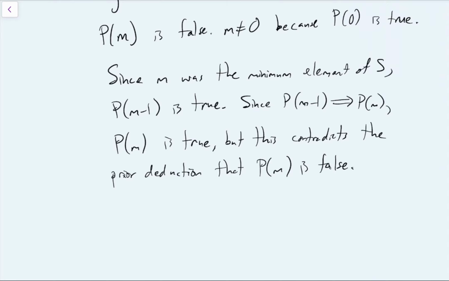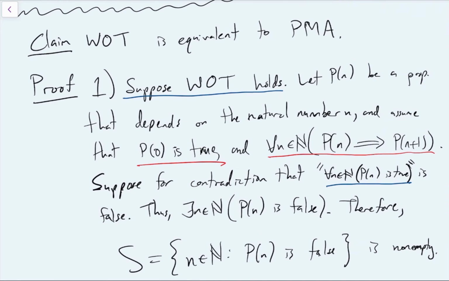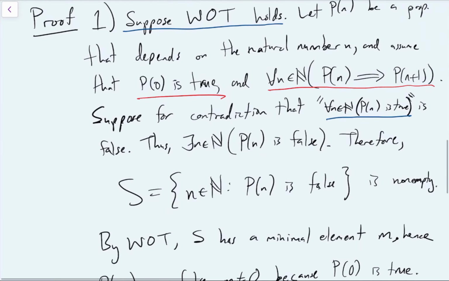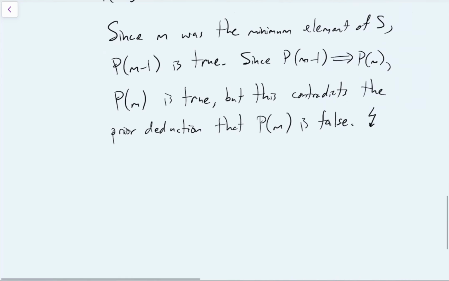Alright, so that was a contradiction, which I'll denote with this little lightning bolt symbol. And what did we suppose for contradiction? Let's look. We supposed for contradiction that the statement, for all natural numbers n, p of n is true, was false. Of course, because we've now deduced a contradiction, that statement that we assumed was false actually must be true. Therefore, the statement, for all natural numbers n, p of n is true, is true. And that's what we wanted to get in the end.